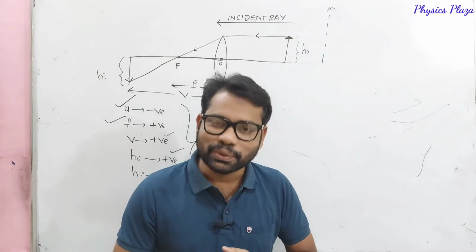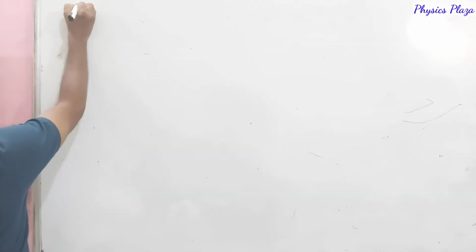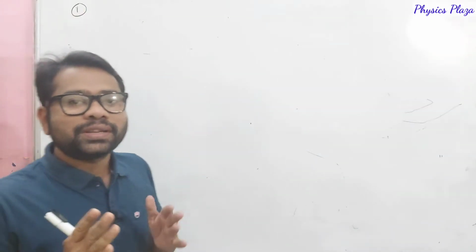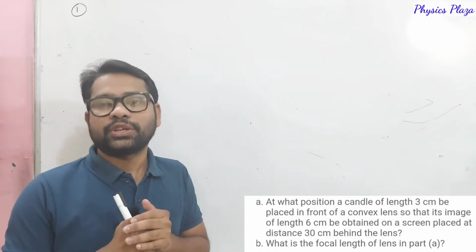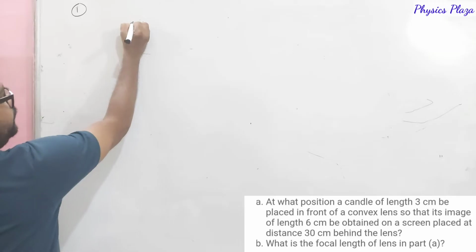Now let us start with the first numerical. Let us do the first numerical. Children, you can see the numerical on the screen also. So what is actually given in the numerical, dear children: here is a convex lens.